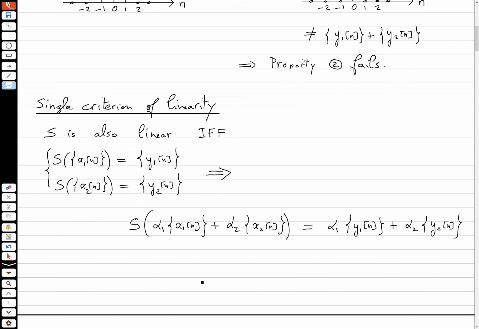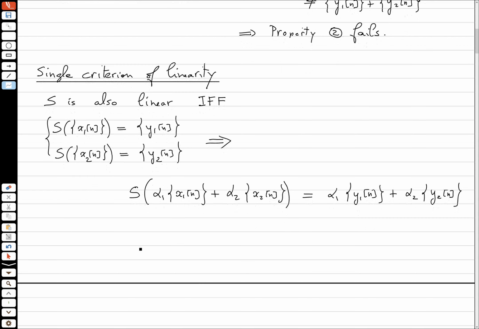Okay, so this criterion is convenient to use when you already know that the system is linear, or when you want to prove that the system is linear. To disprove the system is linear, it's easier to work with property 1 or 2 individually, since you just need to prove that one of them fails.